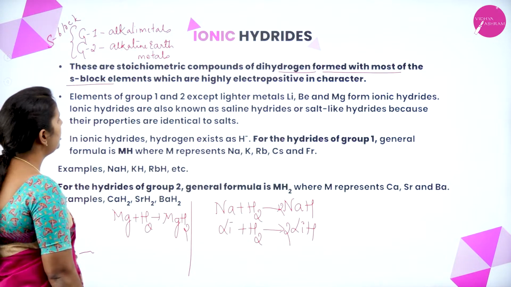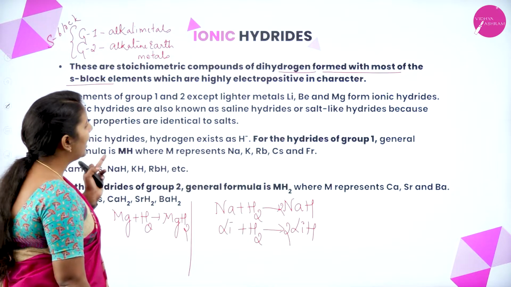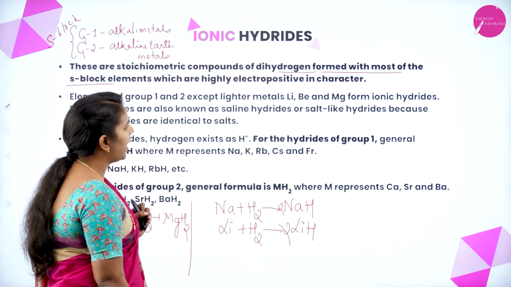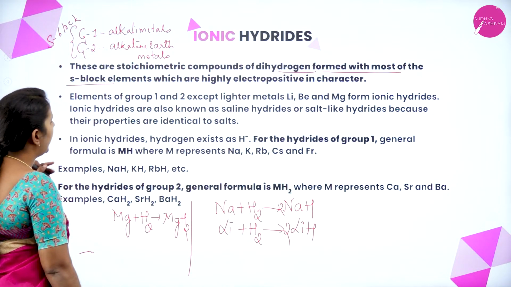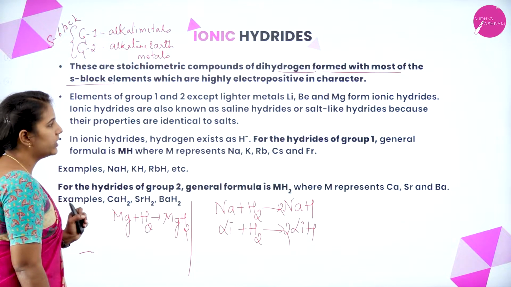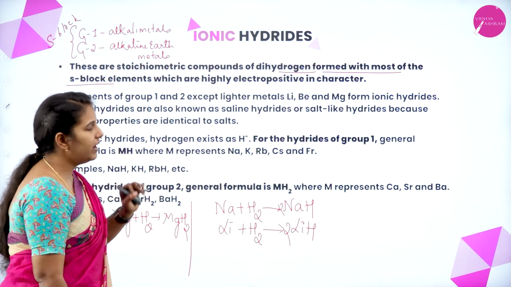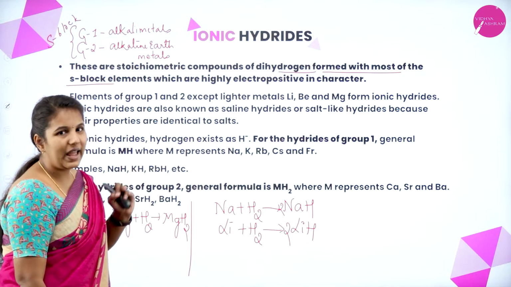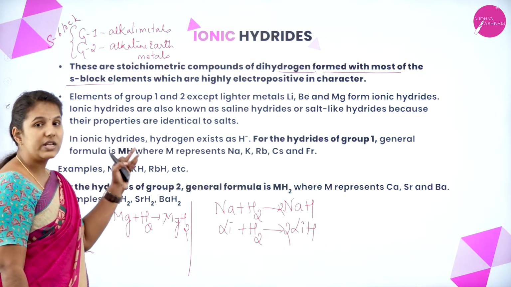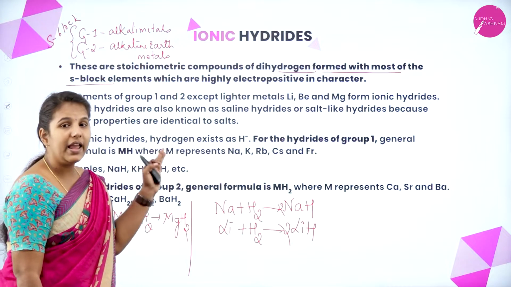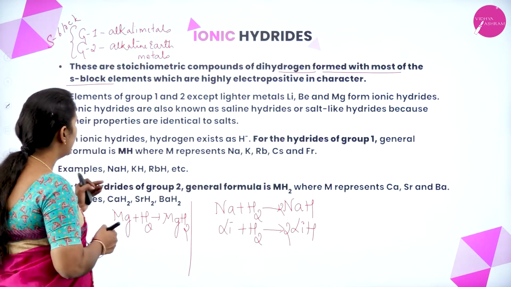Yes. The elements of group 1 and group 2, except beryllium and magnesium, form an ionic hydride, and ionic hydrides are also known as what? Saline hydride, because of the salt-like hydride formation, because of their properties which are identical to salt, hence it is known as saline hydride.